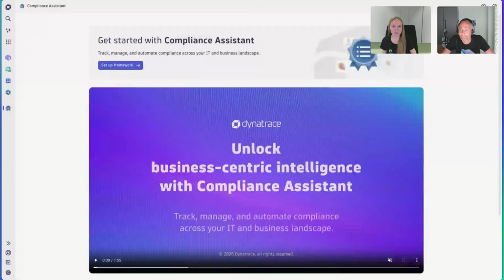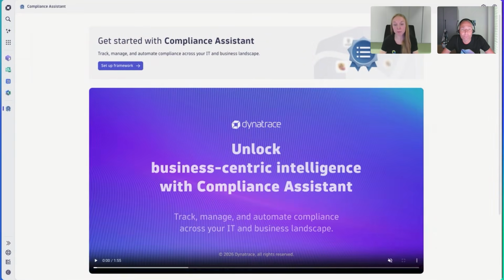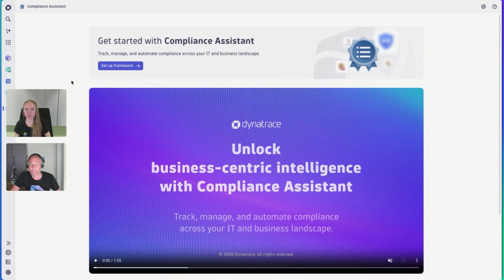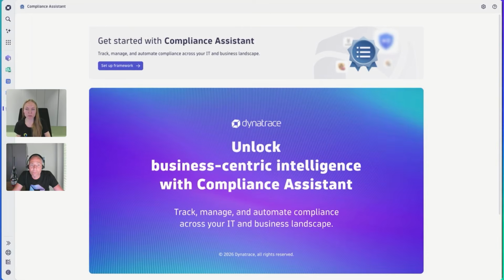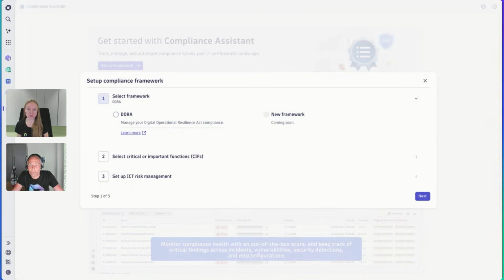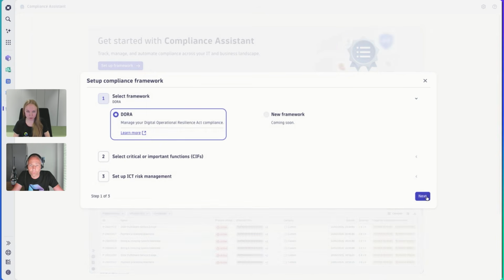All right. So let's have a look at what the app looks like once you install it for the first time in your environment. You can also look at, of course, a short demo. But most importantly, what you can do is set up a framework. Currently we are supporting DORA, but in the future, you'll be able to pick any framework that is applicable to your organization. So let's go ahead and choose DORA.